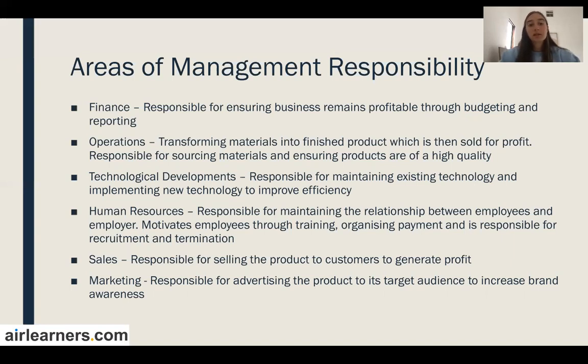Next, there's the technological developments area of management responsibility. They're responsible for maintaining the existing technology through maintenance and checks and that kind of thing, and also implementing new technology to improve the business's performance by increasing efficiency and effectiveness. So that might be researching new technologies that they think would be in the business's best interests.